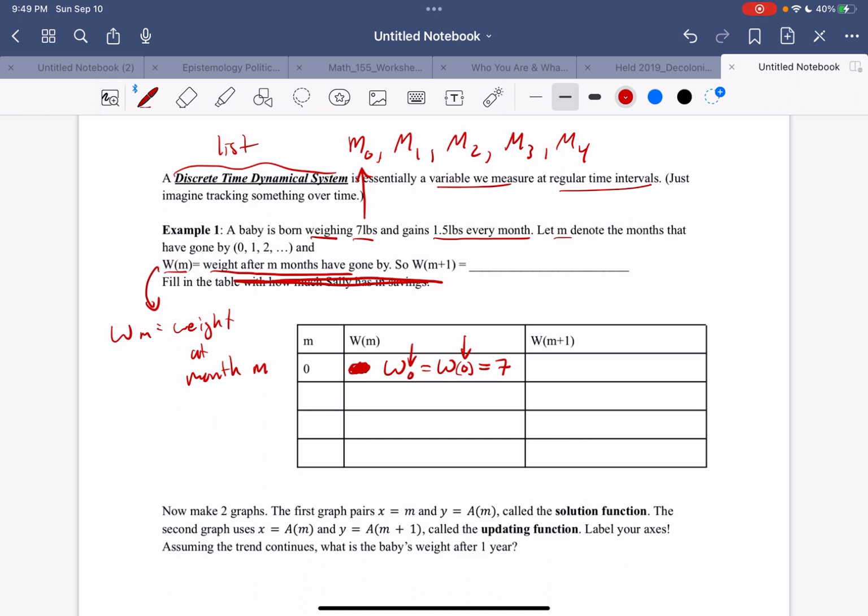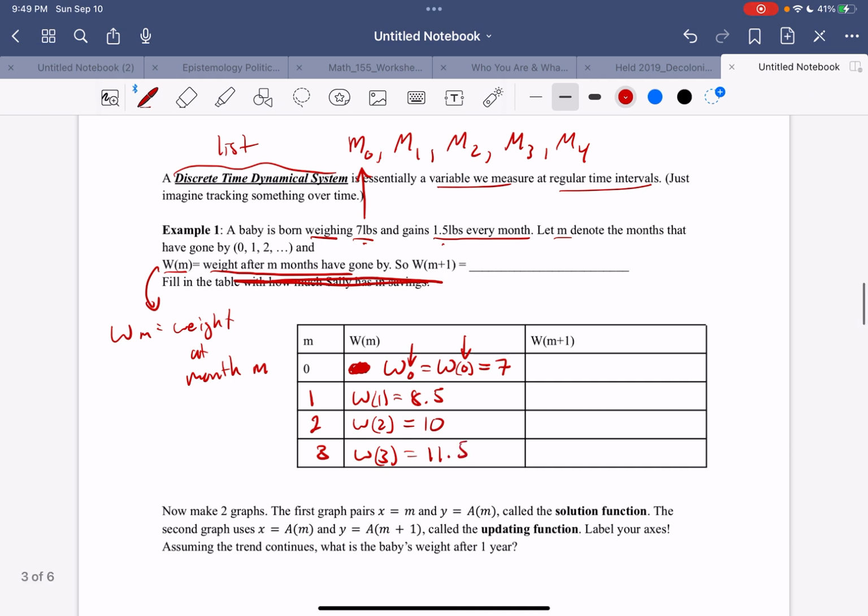At month 1, well, it's going to be 7 plus, in fact, let's just do at month 1, the weight at month 1 is 8.5. At month 2, the weight at month 2, let's see, I add 1.5, that's 10. At month 3, the weight at month 3, I add 1.5, that's 11.5.